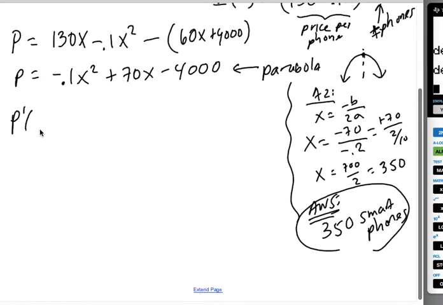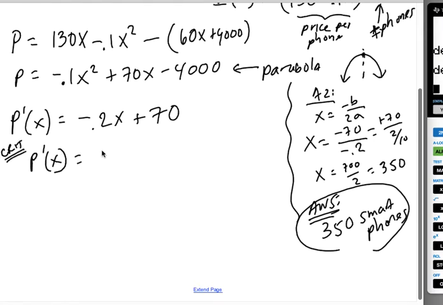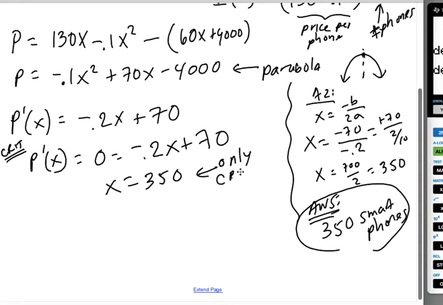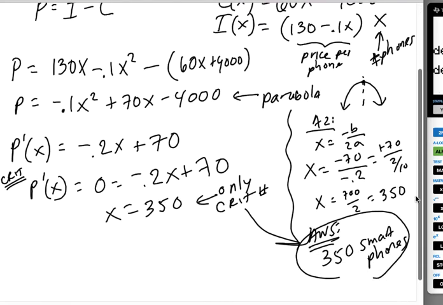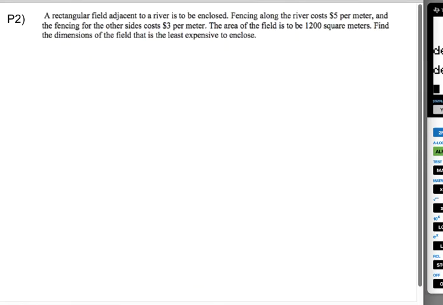If you wanted to use calculus to figure this out, your p prime is going to be negative 0.2x plus 70. You would want to know where your critical numbers are. Your critical numbers are when p prime is 0. Well, look, that's going to get you to exactly the same spot as your negative b over 2a. It's going to get you to x is 350. It's going to be the only critical number, and sure enough, that's going to be your max. Again, all of the Algebra 2 stuff that we learned has roots in calculus and is easier to understand if you know calculus. It is not wrong to use prior knowledge from Algebra 2 to work through a problem. All right, so try P2.